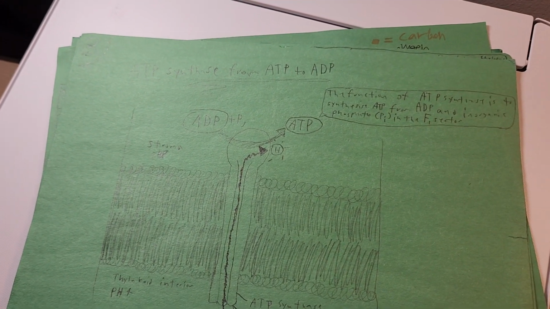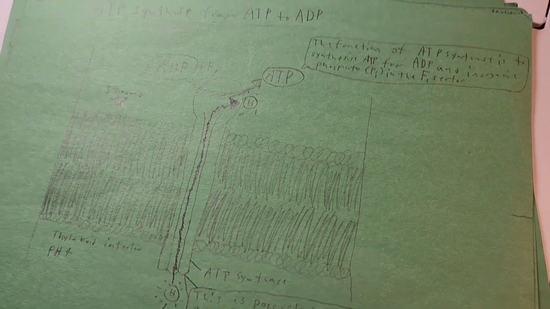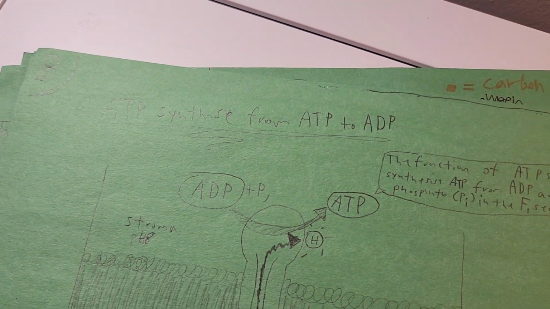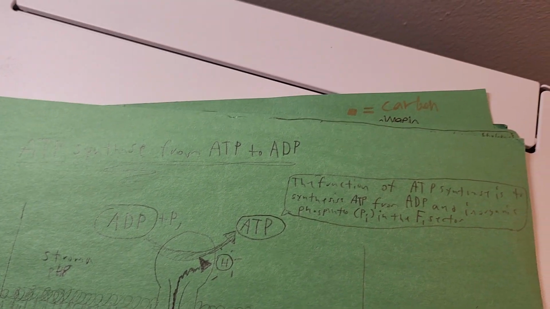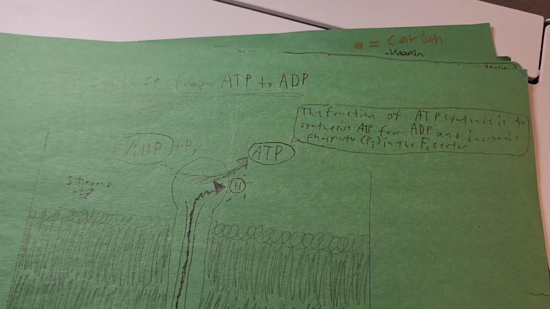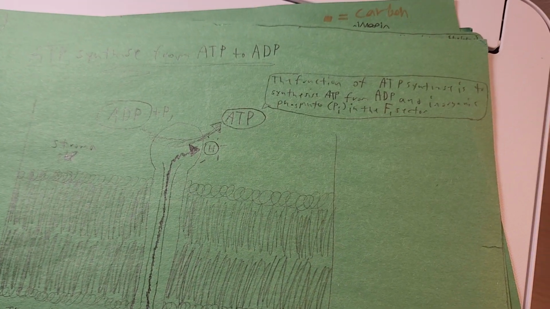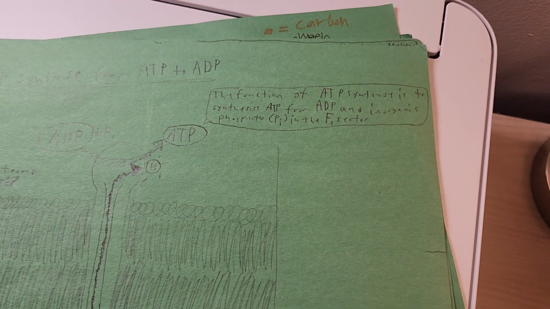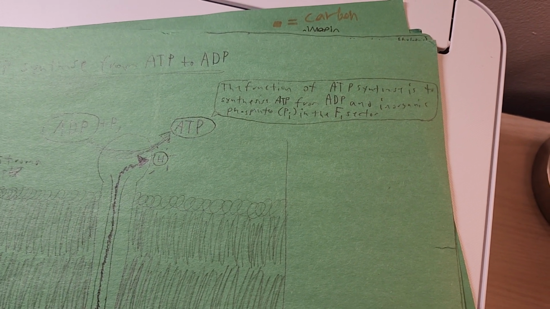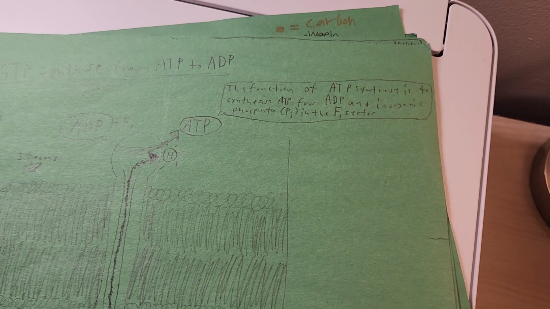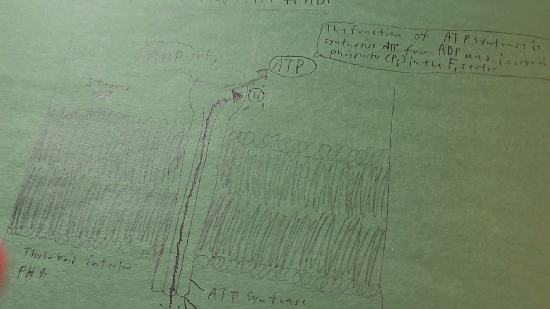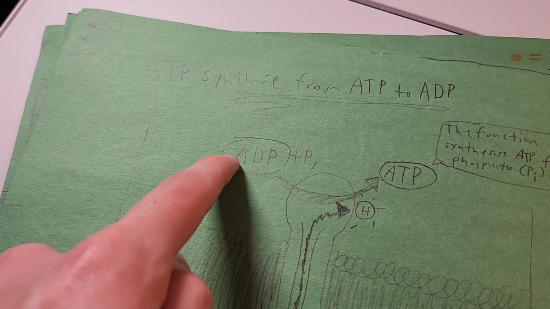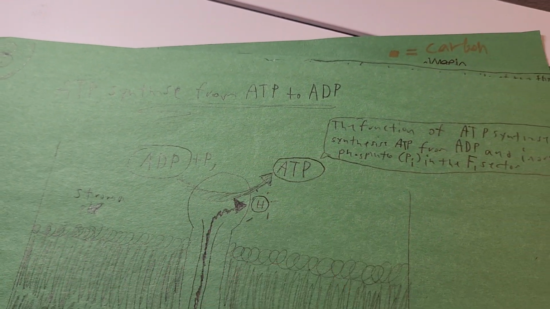Again, like just mentioned, this is a slightly more detailed look at the way ATP synthase forms ATP from ADP. Essentially, the function of ATP synthase is to synthesize ATP from ADP and an inorganic phosphate. So the job of ATP synthase is just to bind ADP and an additional phosphate group to form ATP.